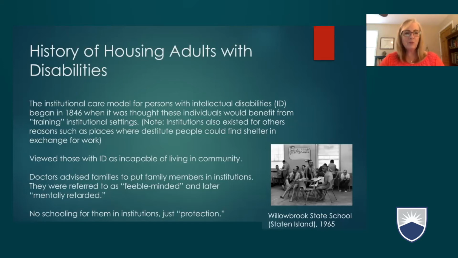So really there might have been the concept of training them to do certain tasks, but there was no schooling for these individuals. All the institutions did was protect them from the perils of society or whatever was happening in the outside world. And you can see here, I have a picture of Willowbrook State School, as they called it, in Staten Island. You can see how the individuals look and imagine the treatment that they received, which is probably not the best.